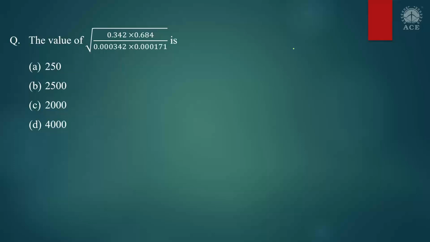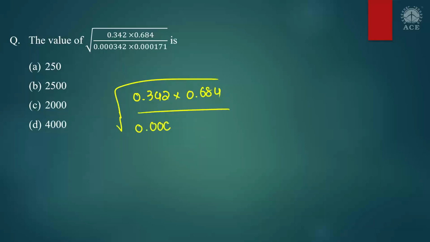Yeah, 593, good. Now see this question, my dear friends. See this question, what they given. Cube roots we'll discuss next. But see this one. Yeah, what's the answer, my dear friends? Square root of 0.342 into 0.684. 0.000342, 0.000171.